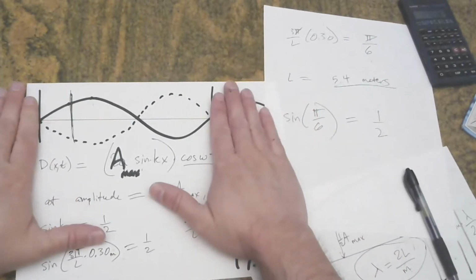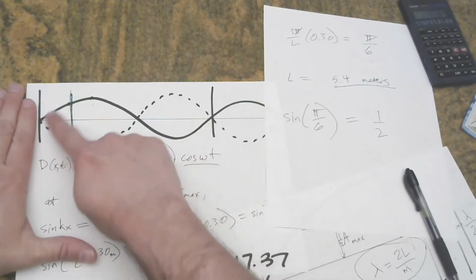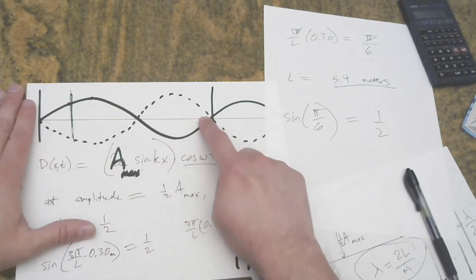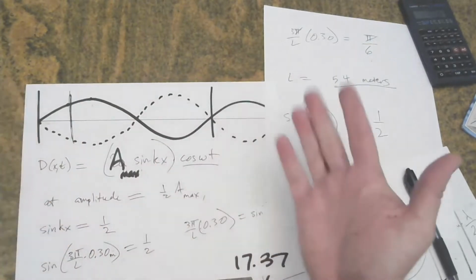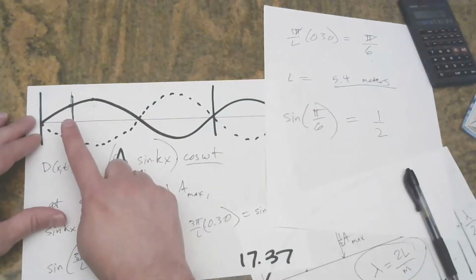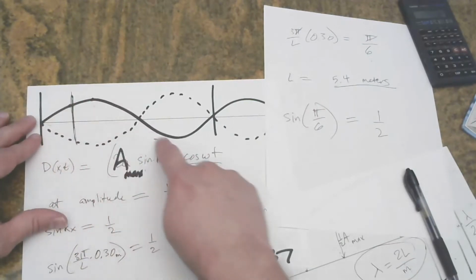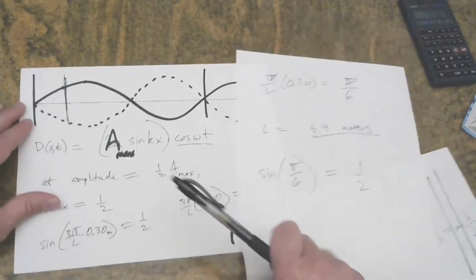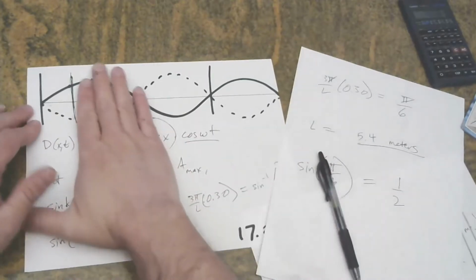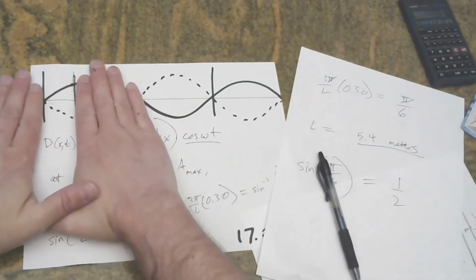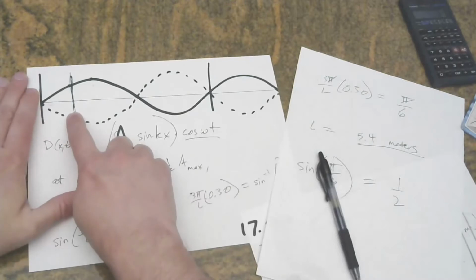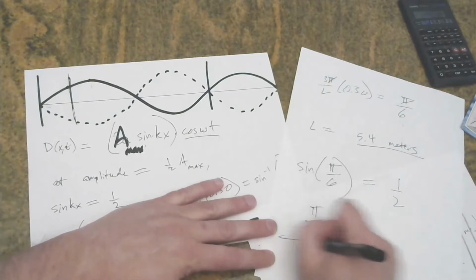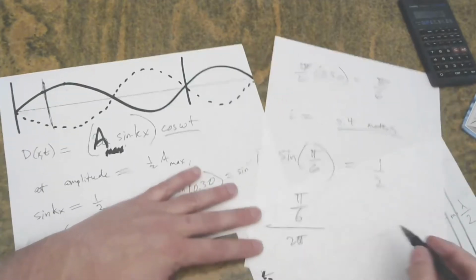Well, how many radians does the sine function go through in going from here to there? 2 pi radians, right? That's the period. Not the period in time. In this case, it's period in distance, which is really wavelength. But the argument of the sine function has to go through 2 pi radians to get you from here to here. So what I can do is set up a statement of proportionality. I can say that pi over 6 radians, that's this number of radians here, compared to 2 pi.